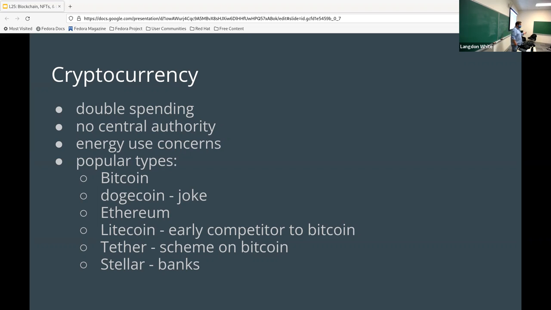And now there's also a bunch of other joke currencies. Is there a Nyan Cat coin, or is it just an NFT? I think it's just an NFT.